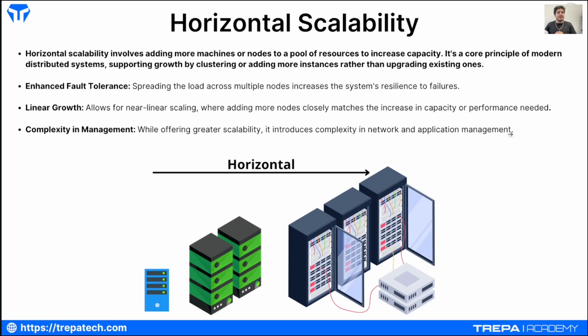Maybe you're deploying ESXi and you have 8 ESXi hosts that you cluster together and you pool resources together. It allows for near linear scaling where adding more nodes closely matches the increase in capacity, but it does increase complexity. Think about if we're using something like K8s or Kubernetes to cluster our containers, to pool together resources, to have hyper scalability, right? A little bit more complex than just going to a VM and saying right click, settings, 32 cores or 32 gigs of RAM, right?